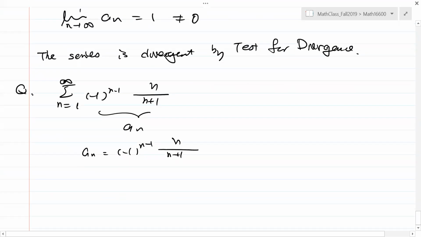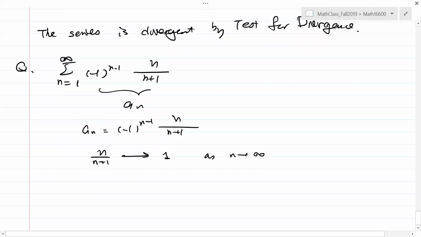Okay, but you make a simple observation. n over n plus 1 approaches 1. Right? It approaches 1 as n approaches infinity. There is a negative sign in front of that sometimes, so it actually goes either plus 1 or negative 1, right? It just switches.